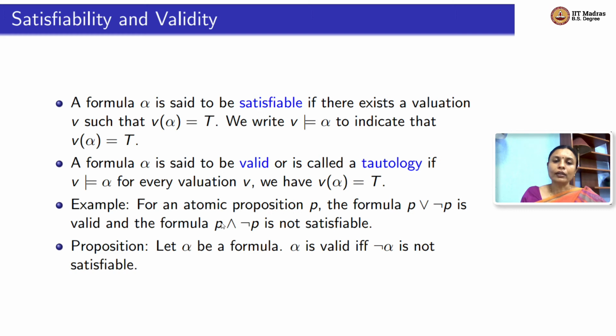On the other hand, take P and not P. Between P and not P, one of them will always be false, and because they are combined with an AND, the whole formula will always be false. So this is what we say is not satisfiable. It is also called a contradiction in logic. So there is a small result that you can prove. I am not going to give you a proof that a formula is valid if and only if not alpha is not satisfiable. This is a simple truth in logic.